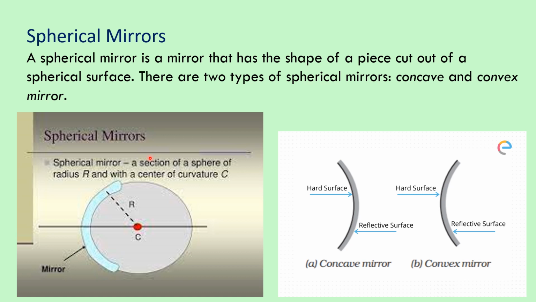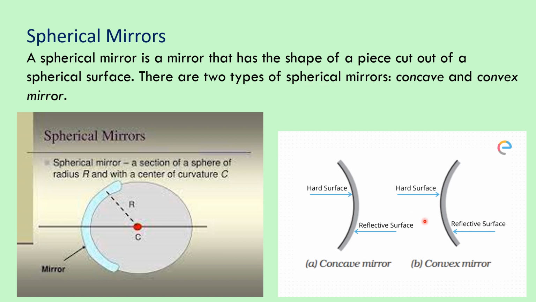There are two types of spherical mirror. One is concave, another one is convex mirror. This is the type of a concave mirror. Here you can observe this is also a part of a sphere, but here the outer surface we will call a reflective surface. The outer surface of the sphere will act as a reflective surface. This type of mirror we will call a concave mirror.